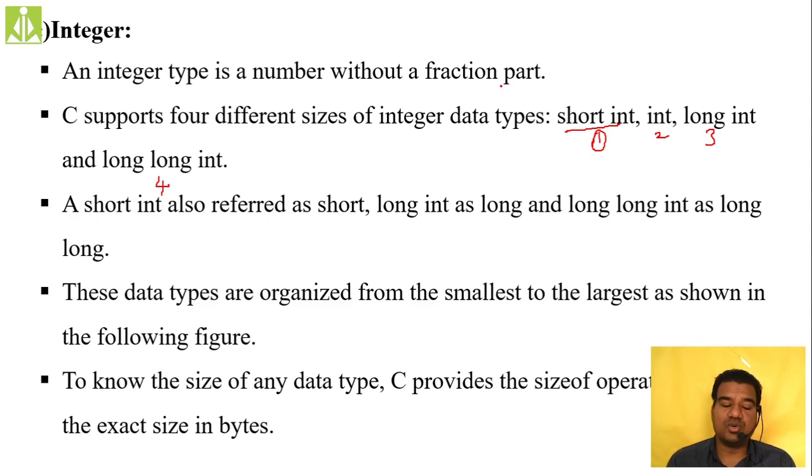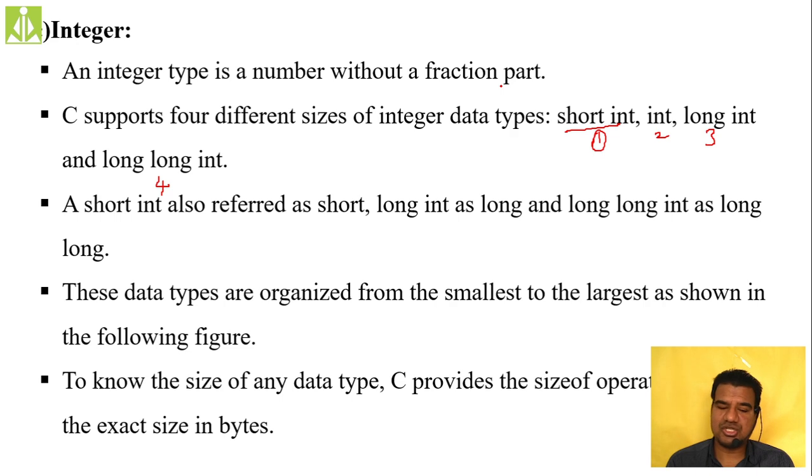To know the size of any data type, C provides the sizeof operator. C provides the sizeof operator that gives the exact size in number of bytes. How much memory the compiler is allocating for a particular type of variable, simply to know that, we can make use of this sizeof operator. Sizeof followed by parenthesis. In between parenthesis, we have to put that type name.